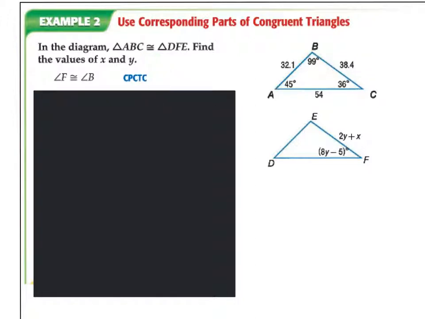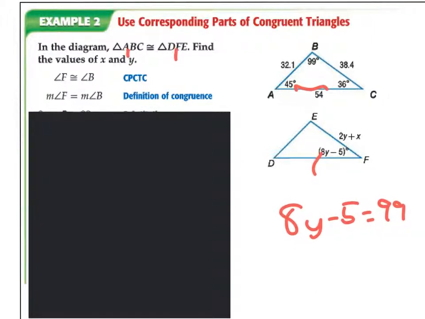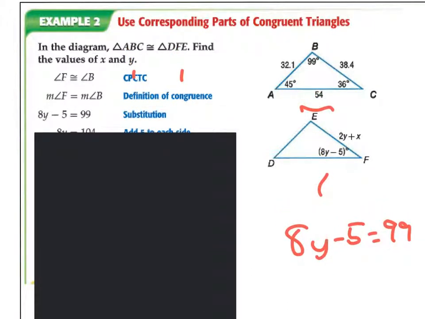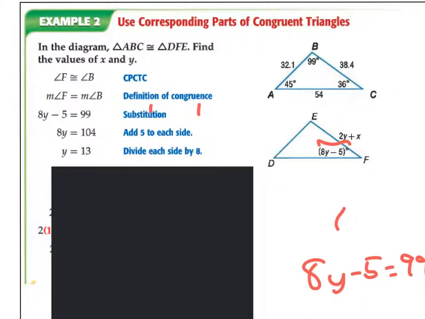So if I knew that this is 99 degrees and that's in the middle location, and then F is its buddy, look at this. F has 8y minus 5. So I'm able to solve this problem by just solving this because I knew that it had to have been 99 degrees. And then as I move through this, then you got measure of angle F is congruent to B, definition of congruence. We'll get into all this in a little bit. Then I'm just basically solving here. That's all I'm doing. Okay, getting y is 13.